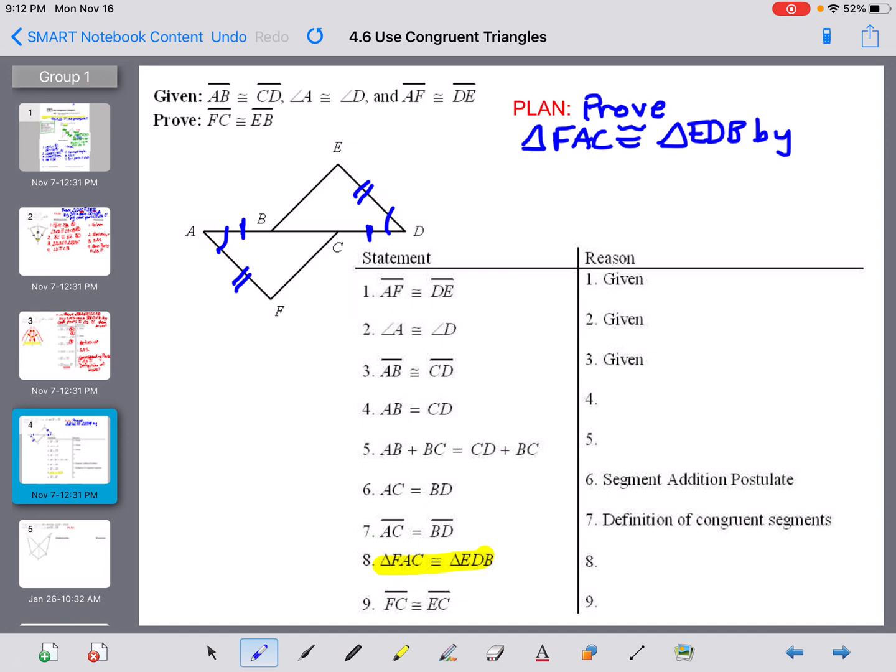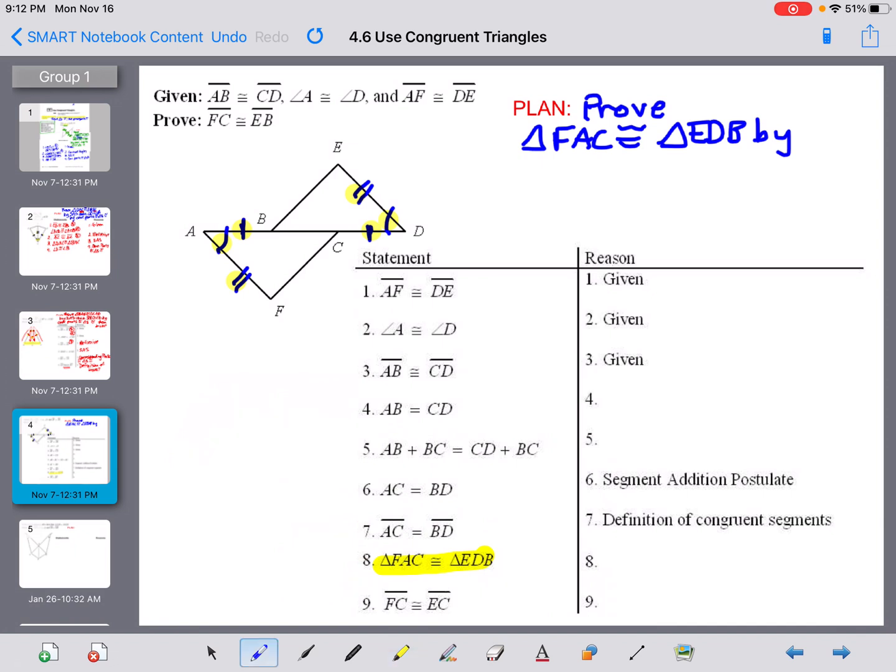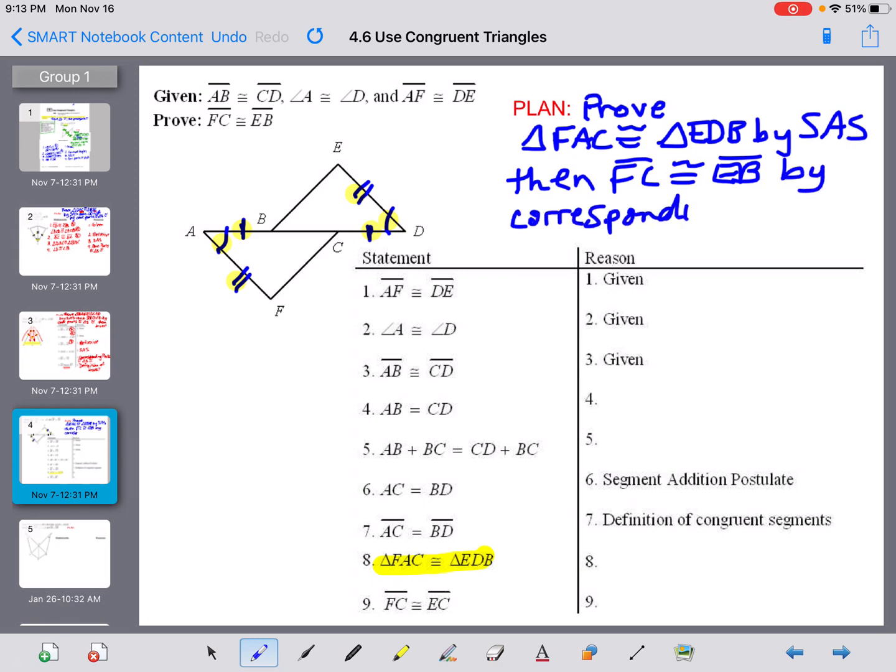by, what's it look like we're going to do? Side, angle, side, side, angle, side. Kind of. There's a little bit of work we're going to have to do there, but I think we can do it. By side, angle, side. Then FC can be congruent to EB by corresponding parts of congruent triangles congruent.